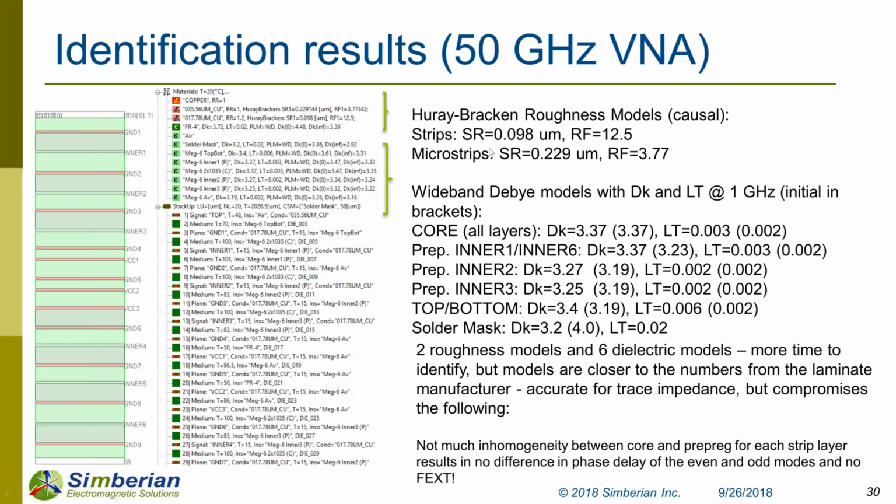Also, we use the Huray-Bracken model, which is a causal version of the Huray snowball model. And at the end, the simplest case we did is two roughness models, one for stripline and one for microstrip, since microstrip and stripline use different roughness. That's why we end up with different models. The core model is the same for all layers, and there are different models for prepregs, for layers that are expected to be different. In the brackets, you can see the values from the manufacturer, and they are not very far from what we ended up with, both on dielectric constant and loss tangent.